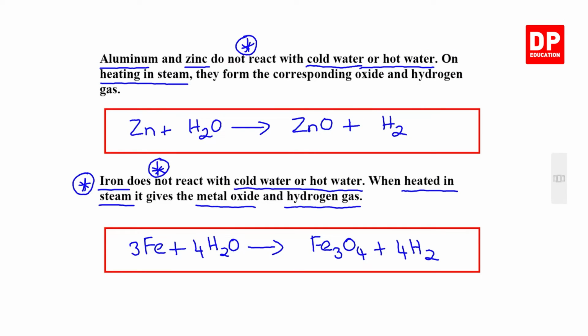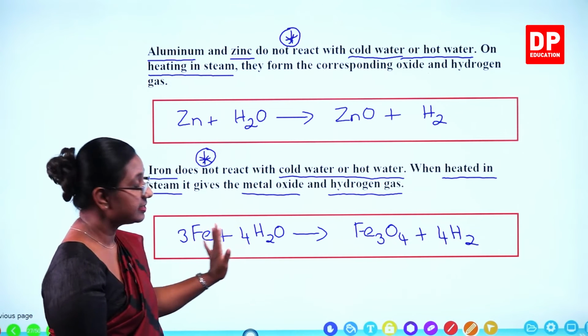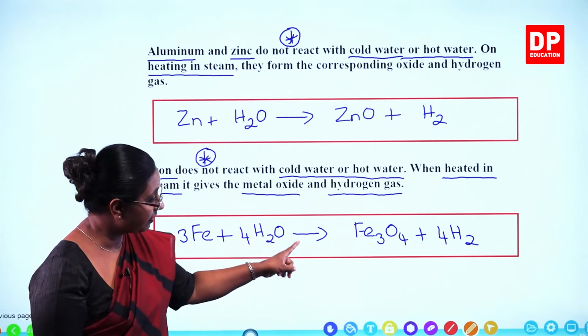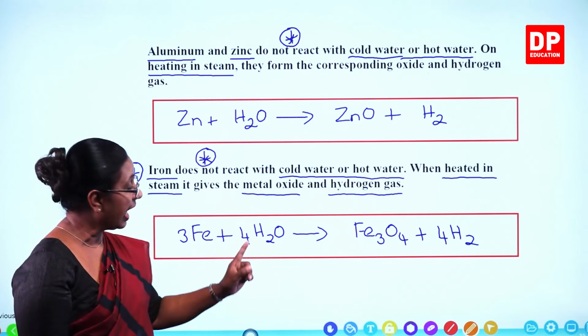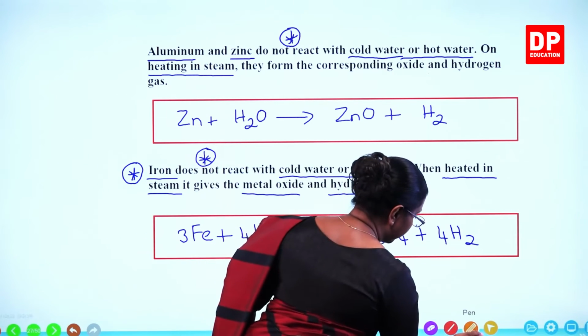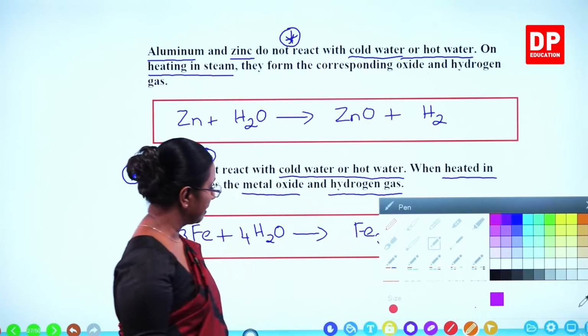So, these are the reactions, students. Now, you can see aluminium and zinc, they react with steam to produce zinc oxide and hydrogen. Same way, aluminium will produce aluminium oxide and release hydrogen. Here, I told you all this is a slightly different reaction where Fe3O4 is produced, and there is another difference, students. You all have to remember that.